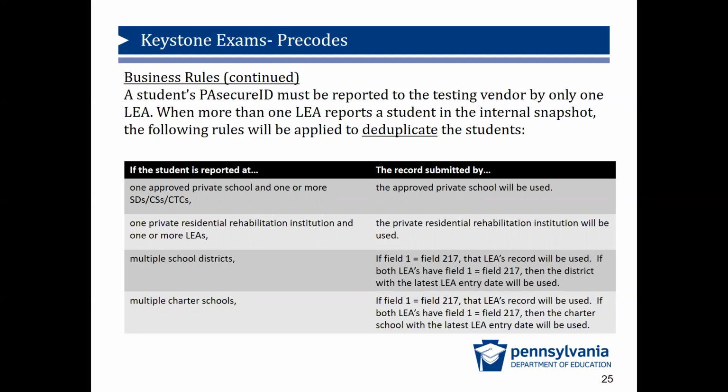If the student is reported at multiple school districts, then if field 1 equals field 217, that LEA's record will be used. If both LEAs have field 1 equal to field 217, then the district with the latest LEA entry date will be used. If the student is reported at multiple charter schools, then if field 1 equals field 217, that LEA's record will be used. If both LEAs have field 1 equal to field 217, then the charter school with the latest LEA entry date will be used.